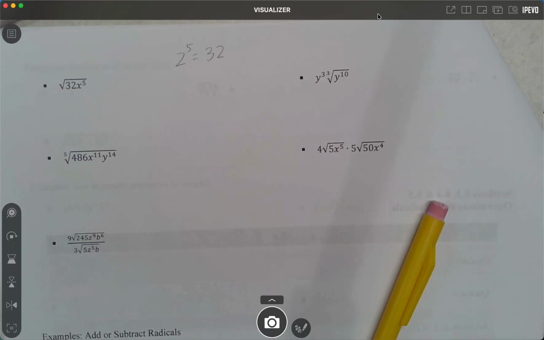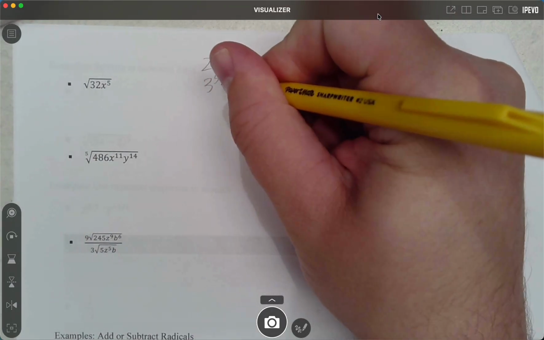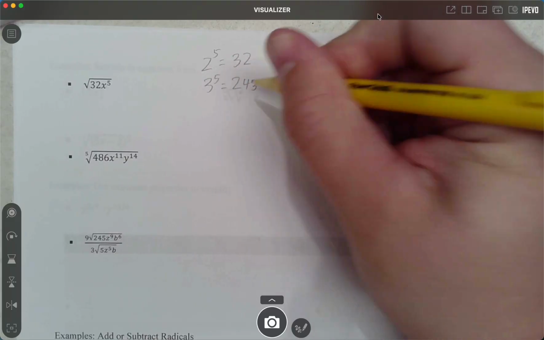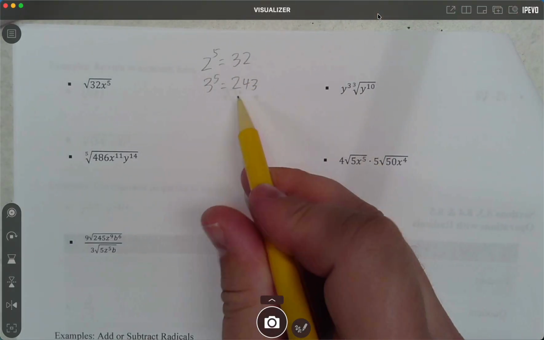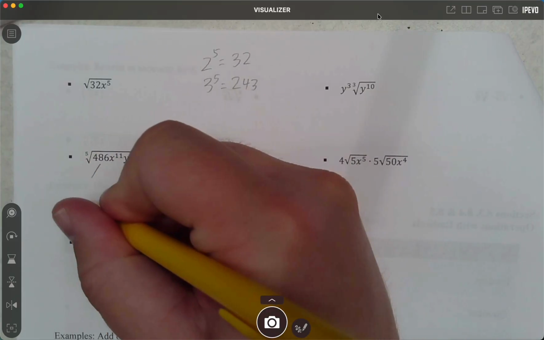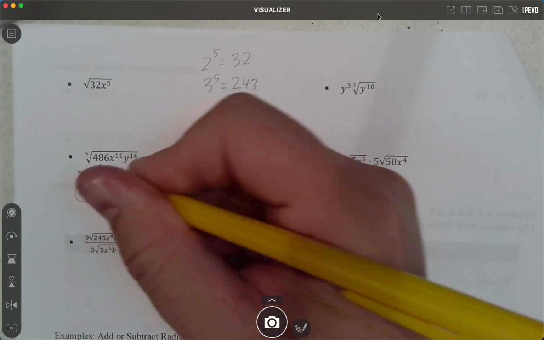I should know that already, but I don't because I'm doing this with you. So let's confirm. 486 divided by 32. Yep, it does not work out cleanly, so that must not be our perfect fifth, if there even is one. There might not be. But let's look at 3 to the fifth. 3 to the fifth, remember, is, I'm pretty sure, 243. Now, 243, when I look at 486, I can see that that's times 2. So I've now found my perfect fifth, 243, and I found the 2 that's left over.